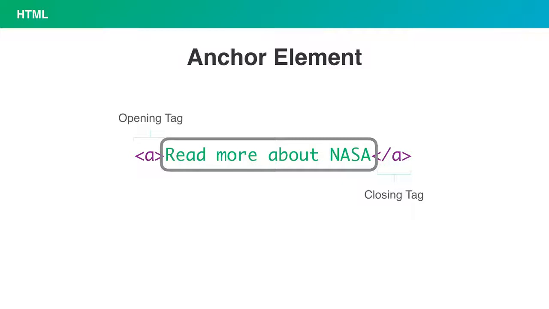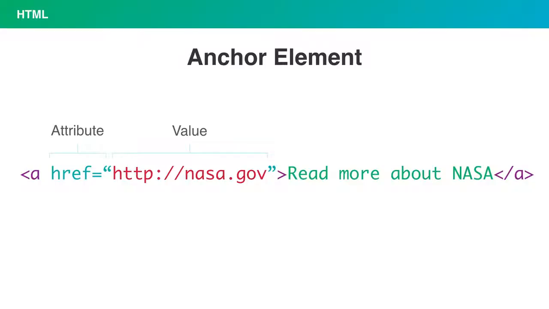This isn't a finished link though. We need to tell the link where to go. How do we tell the link where to go? With an attribute. Attributes are special settings that a tag can have. Inside the angle brackets in the opening A tag is an href attribute. Href stands for Hypertext Reference.